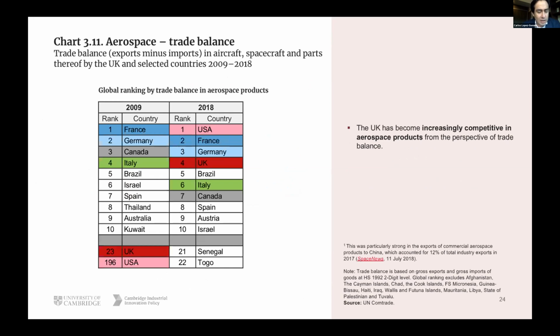In terms of trade, the UK has become increasingly competitive in aerospace products from the perspective of trade balance. Its position improved from being the 23rd largest net exporter in 2009 to the 4th largest in 2019, with the surplus widening to around $8 billion in 2018. Again, the effect of COVID-19 is not yet reflected as it will be felt across this sector and the whole economy.